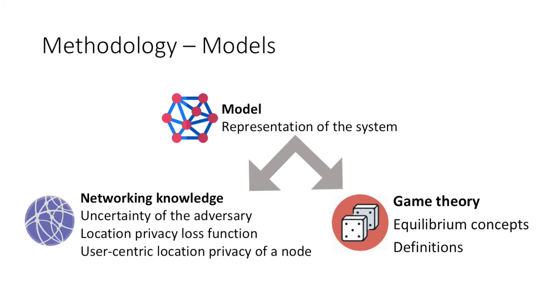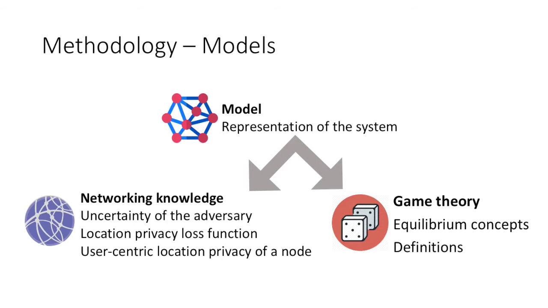The model created is used to represent the whole system, which includes mainly networking and game theory. Networking knowledge was translated into different formulas representing the uncertainty that nodes encounter with regards to other nodes when trying to achieve location privacy. A location privacy loss function was also defined representing the user-centric model of location privacy. In fact, each user can decide when and where to protect its privacy. Another formula was established to represent the user-centric location privacy of a node.